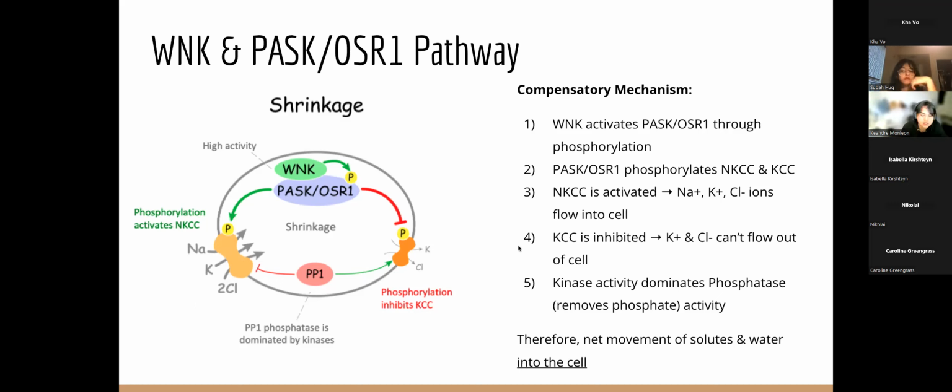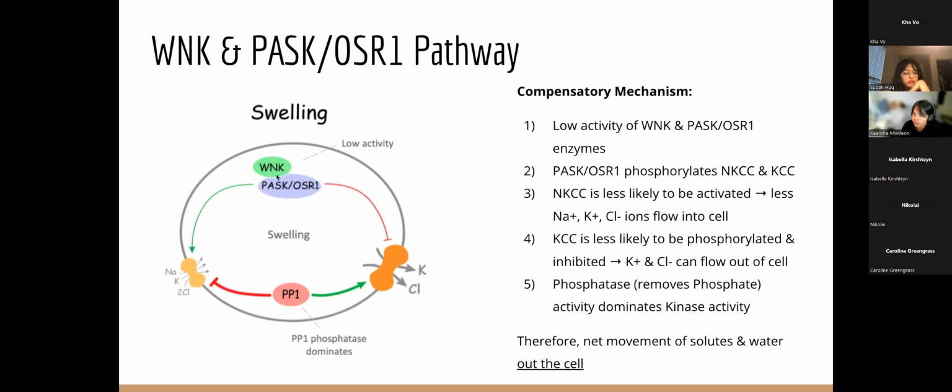Moving on, I'll be talking about the other case in which a cell swells, right? If a cell is swelling, it's going to be full of all this fluid, all this water. So essentially the compensatory mechanism would be to allow water to flow out, right? But how essentially do you do that? Well, you want solutes to flow out as well, because if solutes flow out, water will follow. So how this mechanism works is a little different in comparison to shrinkage.